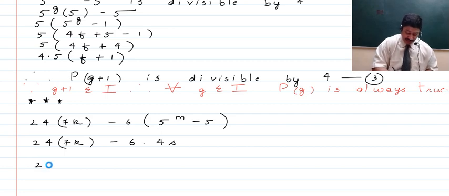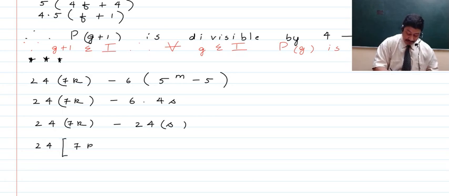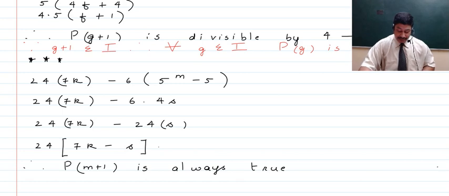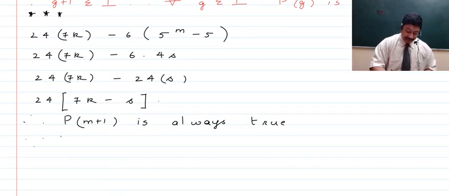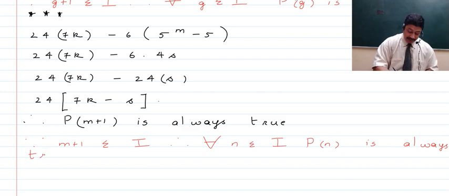So as you see here, you can write this further as 24 times 7k, from which is subtracted 24 times s, right? And here, as you can take 24 common all through, inside we are left with 7k minus s. And therefore you can say that the statement Pm plus 1 is always true. And here then finally you will write the quintessential statement that since m plus 1 is an element of integers, therefore for every n an element of integers, Pn is always true, right? So this is, guys, what we had in this sum.